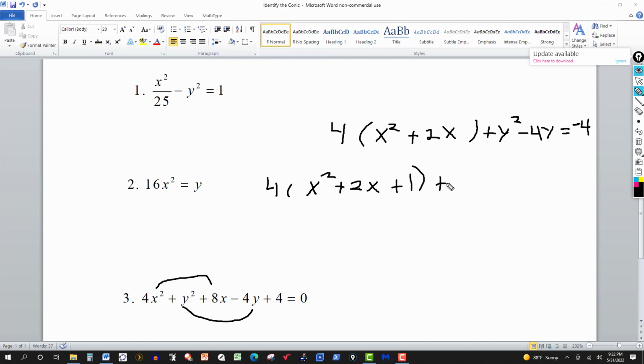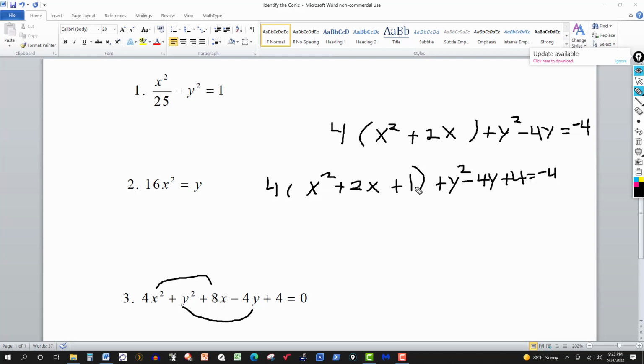Now in the other one, I want to complete the square in y, so I got y squared minus 4y. Again, the procedure is if the coefficient of the square term is a 1, I take half of the middle term, minus 2, and square it, I get 4. And that's equal to the negative 4 on the other side. But whatever I add to one side, I add to the other side.